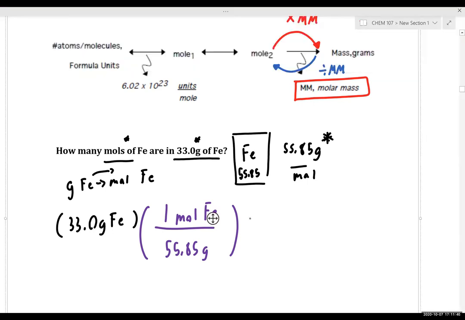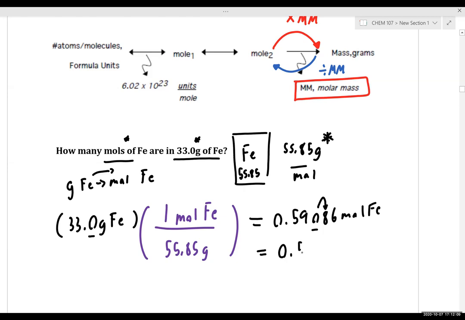Okay, so now all we have to do is punch this into our calculator. So we have 33 divided by 55.85. And that in turn gives us 0.59086 moles of iron. We then round our answer to 3 sig figs, which gives us 0.591 moles of iron.